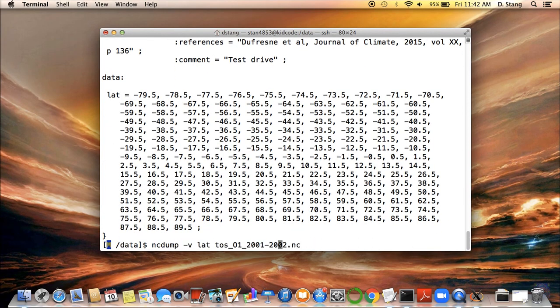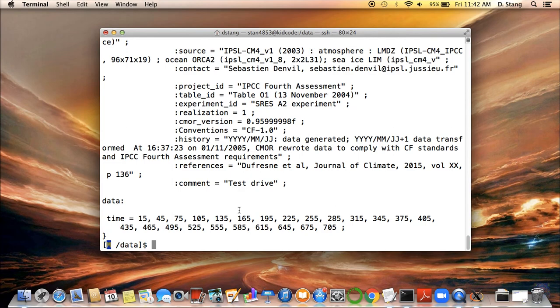And if I want to look at all the time values stored in here, I simply type in that variable, and you can see it prints out all the values for time. Remember, the units are days since January 1st, 2001. So 15 is 15 days since January 1st, 2001, which is right in the middle of January. 45 days since January 1st, 2001 is right in the middle of February if you work that out on a calendar. And 75 days since January 2001 is the middle of March 2001.